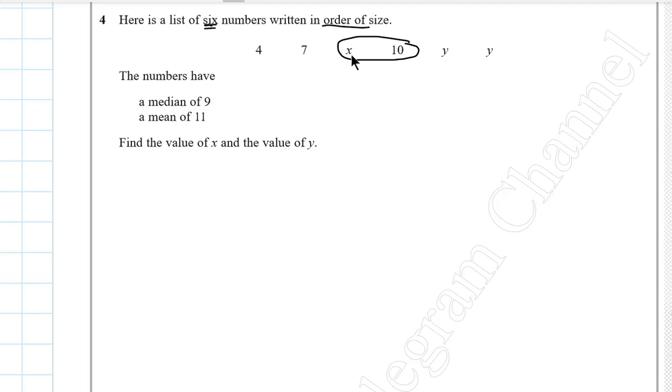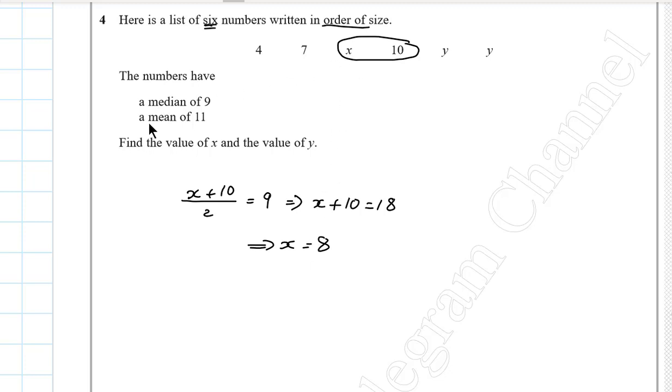We can say that the average of x and 10 is 9. Mathematically, we can write x plus 10 all over 2 should be 9. In this way, we form an equation and we can solve it for x. Cross multiplication, we have x plus 10 equals 18, which implies that x equals what? 8. This is the value of x.